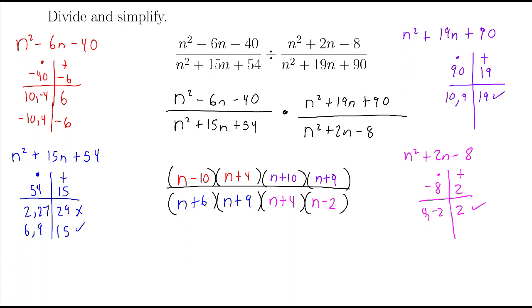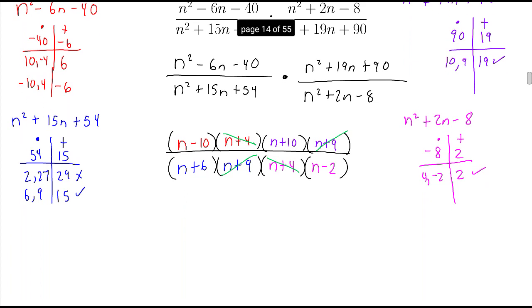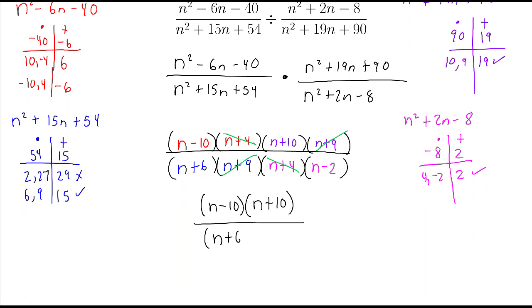Okay, so we've completely factored all the quadratic expressions. Now we'll see if anything cancels. I see n plus 4 canceling with n plus 4. I see n plus 9 canceling with n plus 9. And that's it. So I am left with, finally, (n minus 10) times (n plus 10) over (n plus 6) times (n minus 2).